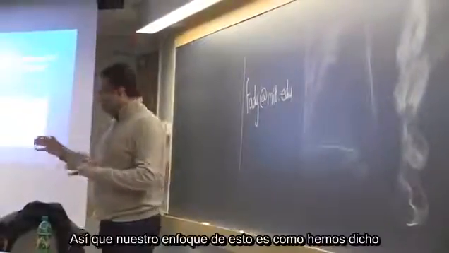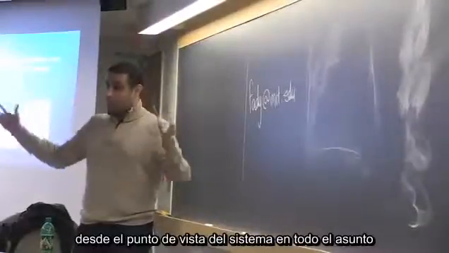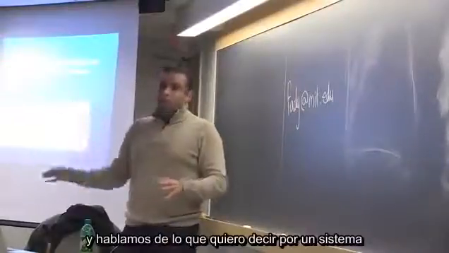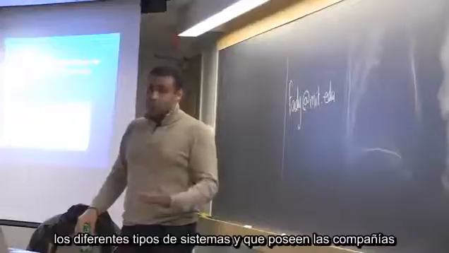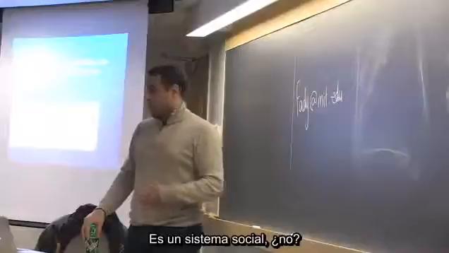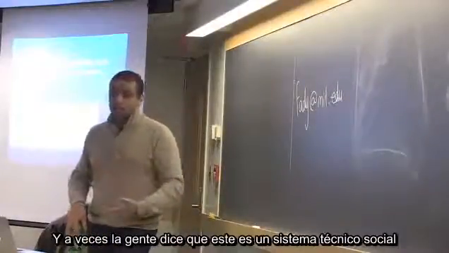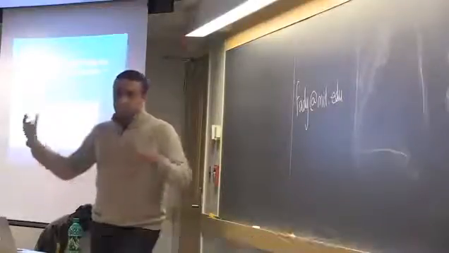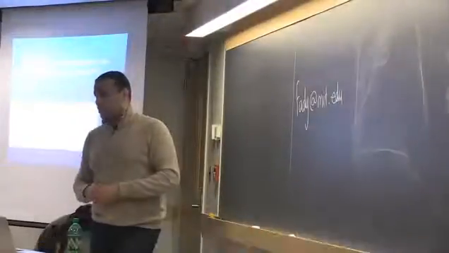So our approach for this is, as we said, from a system perspective, looking at the whole thing, elements interacting together, and we spoke about what we mean by a system and what are the different types of system, and we said that a company is what kind of a system? It's a social system, right? And sometimes people say that it's a socio-technical system because you have the interaction with information systems, CRM systems, and some sort of AI systems involved now in running our organizations.